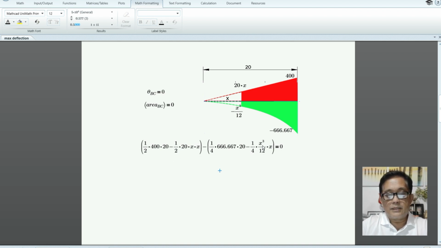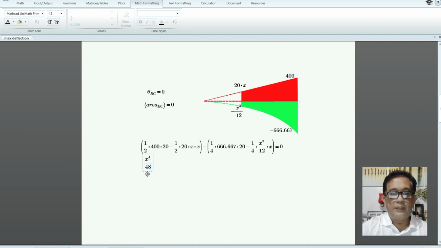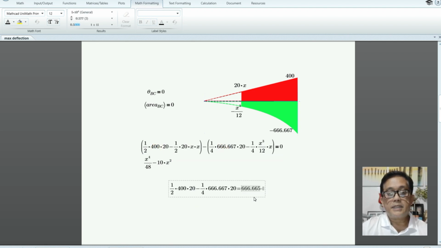So let's start with this. So this is negative, and this is minus here. So this becomes positive. X cubed times X is X to the 4th. 4 times 12 is 48. So our first term becomes X to the 4th divided by 48. We have this X squared term here. So that's 20 over 2 is minus 10 times X squared. And then the constant terms minus this one equals positive 666.665. So this is plus 666.665 equals 0.